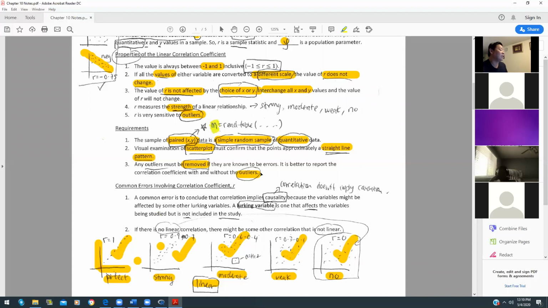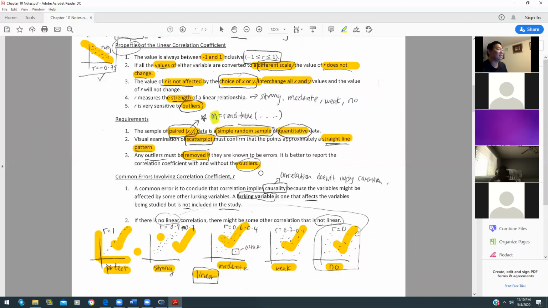Okay. In the beginning of the class, we always say that correlation does not imply causality. The reason why this is important: correlation does not imply causation because of lurking variables. Okay, what are lurking variables? Lurking variables are variables that we did not include in the study, but they will affect the variables. An example in this case is, let's say you talk about two things.